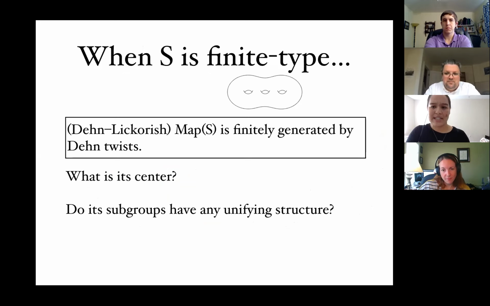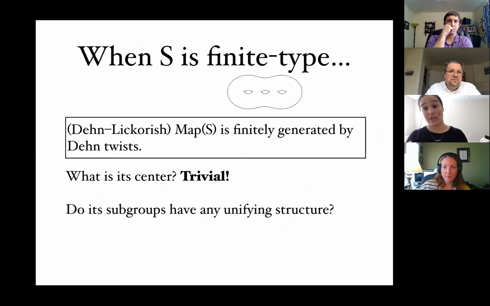Okay, so what about its center? It turns out that the mapping class group has trivial center. So it's really not abelian. And we'll talk more through the proof later. It's actually quite an easy proof. We just have to introduce one trick first, and so we'll talk about that a little bit later. And then we're down to this somewhat nebulous question about this unifying structure.